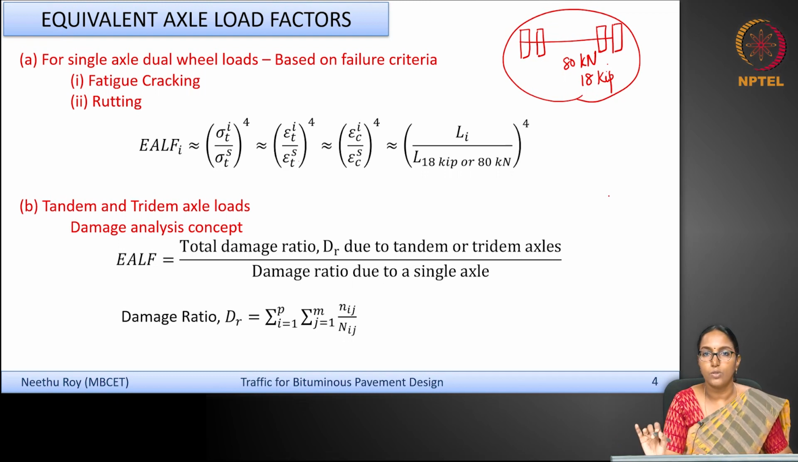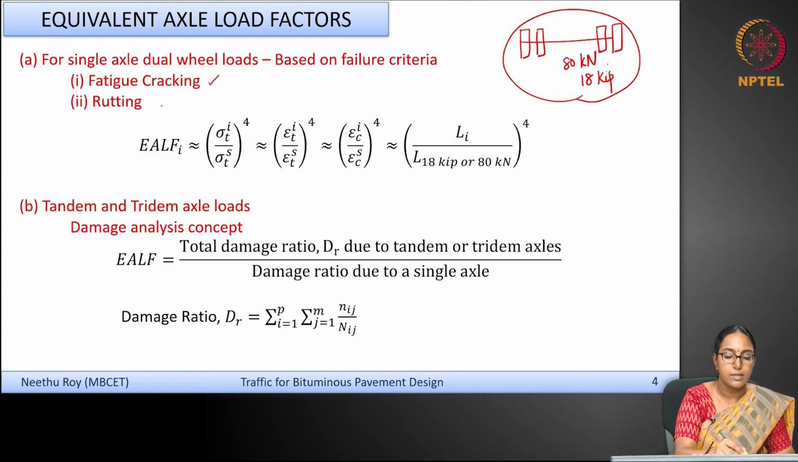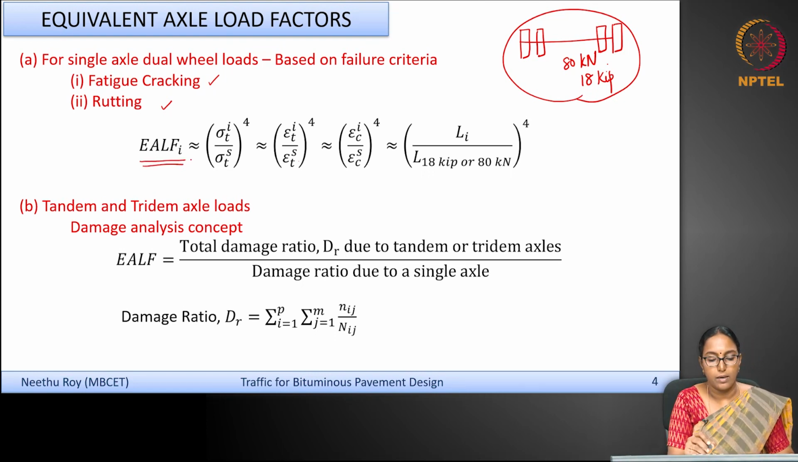We have considered the two failure criteria which are mostly used for pavement design. One is fatigue cracking and the second one is rutting, and accordingly we have determined the EALF for each axle load, which is given as (sigma Ti by sigma Ts) raised to 4. So the fourth power law is considered, and sigma T represents the tensile stress on the flexible or the bituminous layer. I represents the axle load under consideration, and S is the standard axle load.